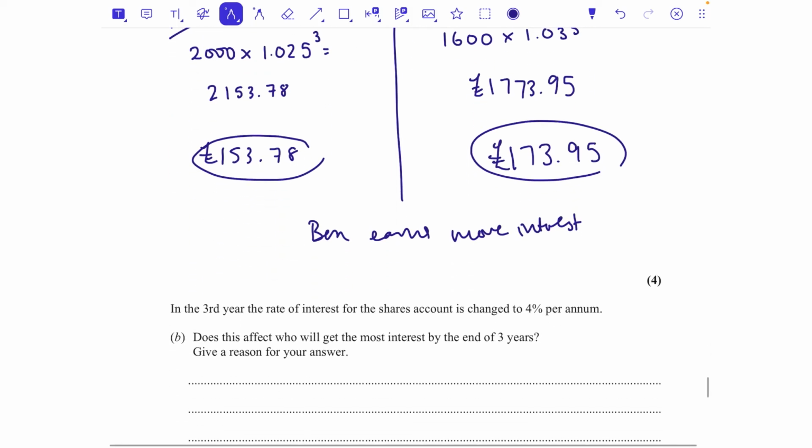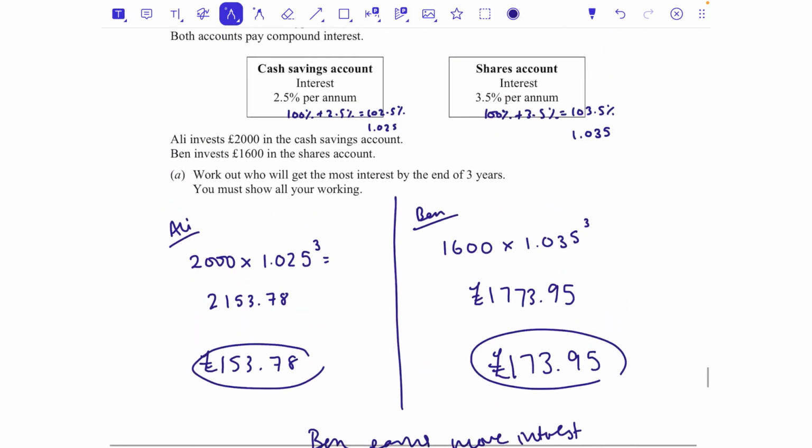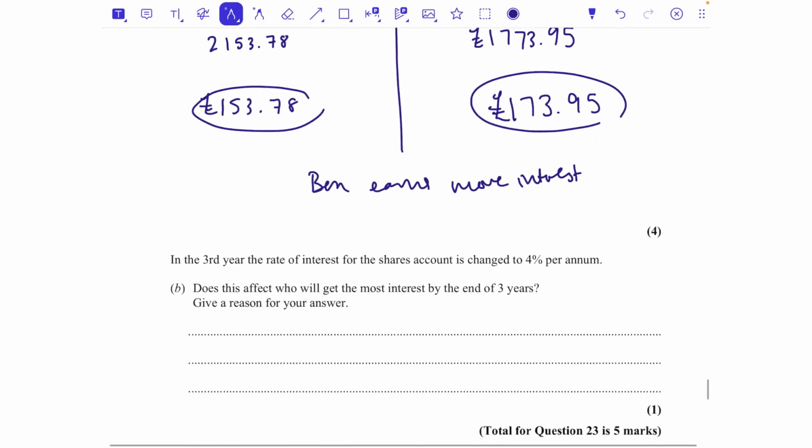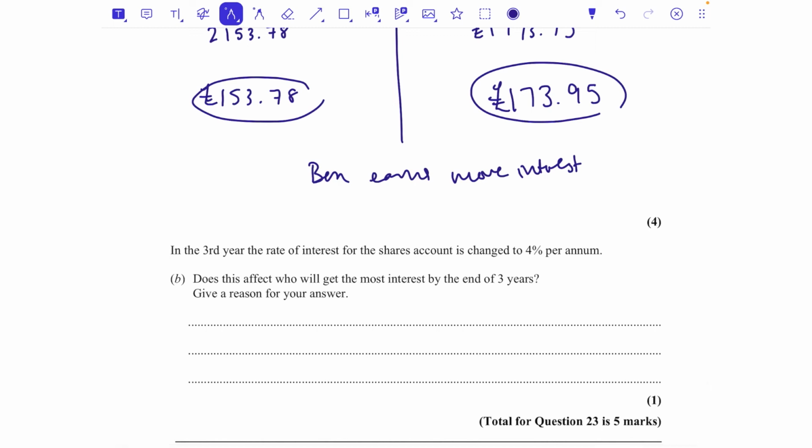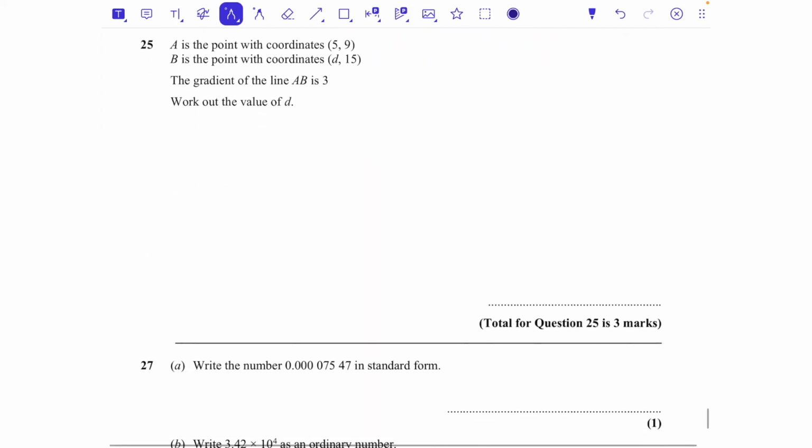Now, in the third year, the rate of increase for the shares account, so that's this one, is increased to 4% per annum. Does this affect who will get the most interest by the end of 3 years? Give a reason for your answer. So no, it will just mean that Ben gets even more. So he already had the most, and if we raise that interest rate, he's going to get extra money. So no, it will just mean that Ben gets even more. Fabulous. Question number 25.